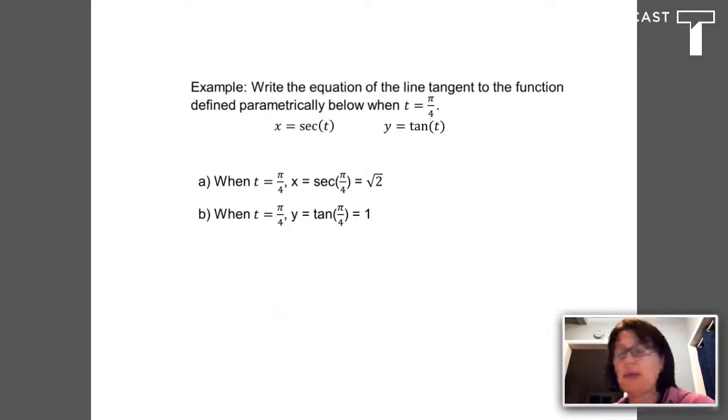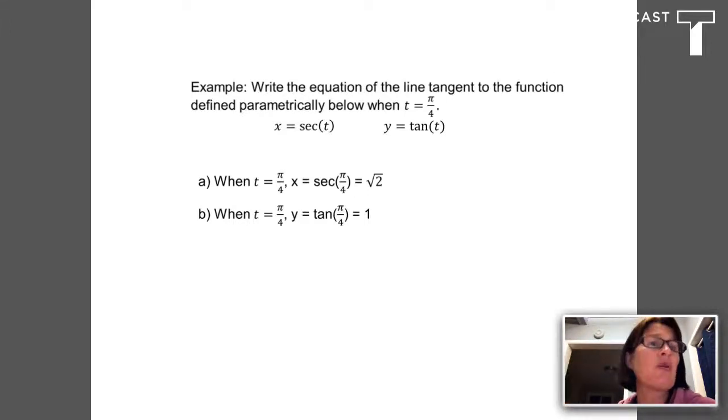This is the example in your book. It's example number 6 on page 151. You can see that if you knew how to graph this parameterized curve, it would draw one branch of a hyperbola. We've been asked to write the tangent to this curve at the time when t equals pi/4. The x-coordinate is given by secant of t, and the y-coordinate is given by tangent of t. For part A, when time equals pi/4, you plug in pi/4 for t, and we get x equals the square root of 2, 1 over cosine.